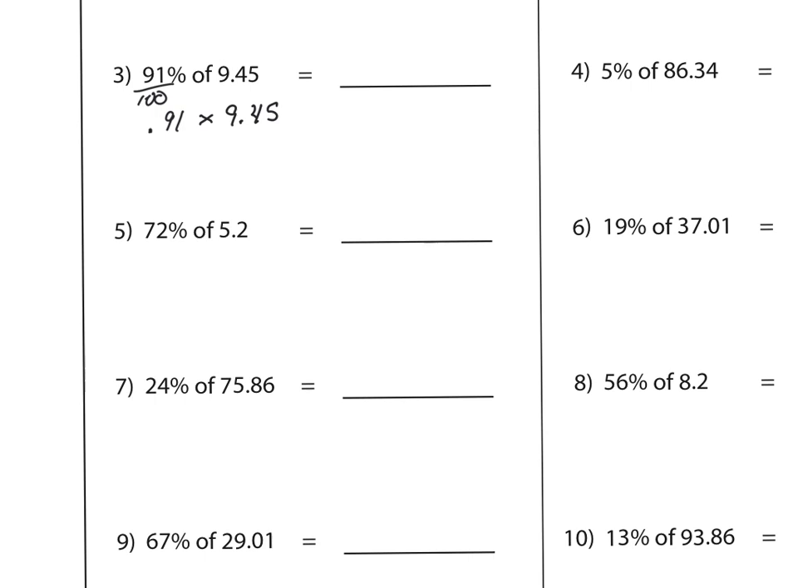times 9.45 equals 8, and we're going to have to round this one. It actually comes out 8.599. This 9 causes the other 9 to go up, but that causes the 5 to go up, so it's actually going to be 8.60. Okay. So what I would like you to do now is pause the video and try number 4.